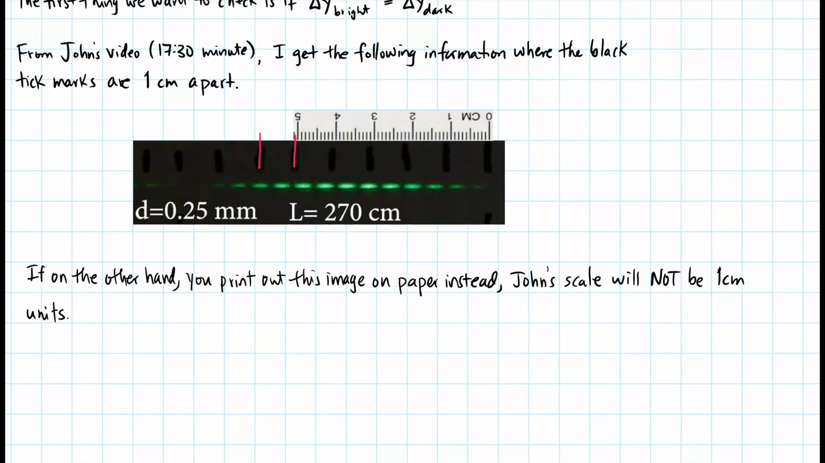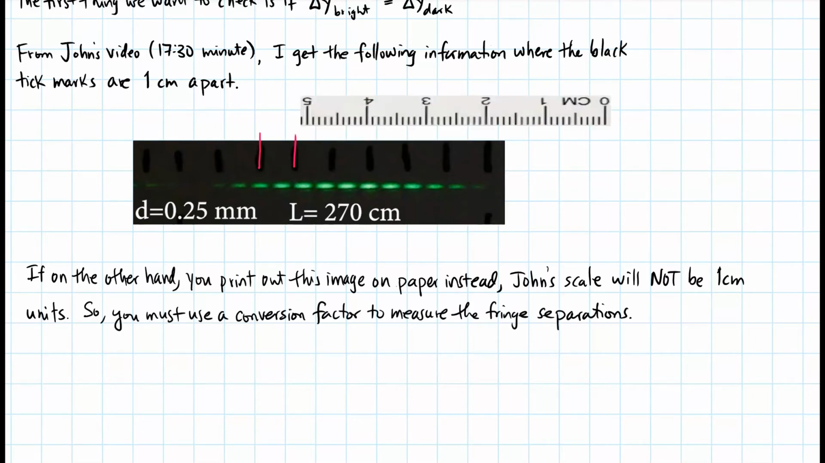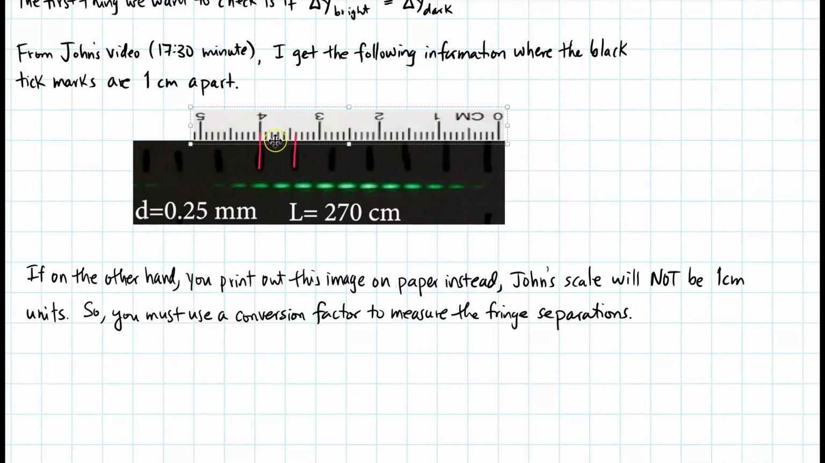On the other hand, if you print out this image on paper instead, John's scale will not be set to 1 centimeter units. So to get the right numbers, you must use a conversion factor to measure the fringe separation. Now let's look at this ruler here. Let's say that this is your actual ruler, and if I compare 1 centimeter to the centimeter that's on here, you don't get the same value. So I need to set up a conversion factor.